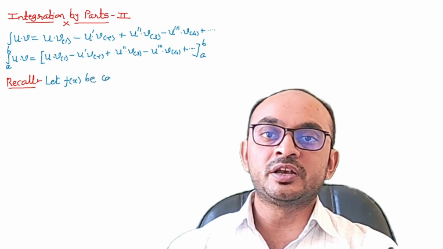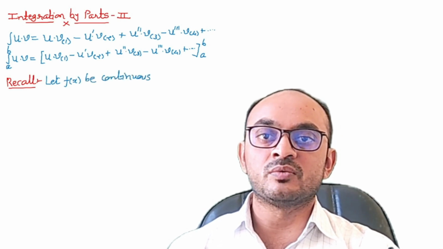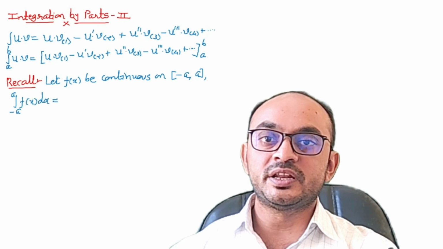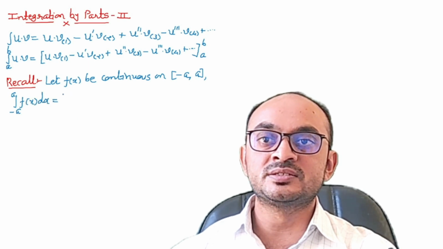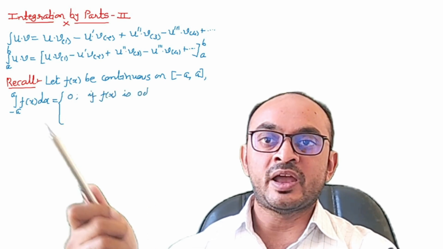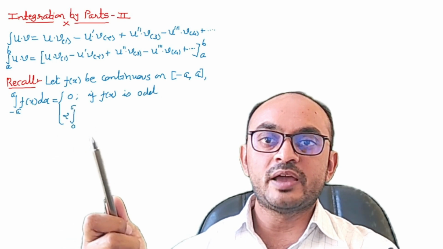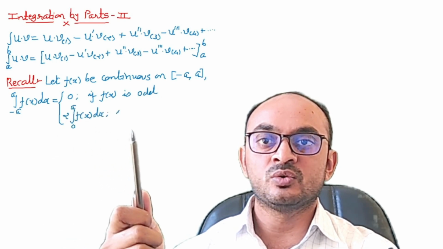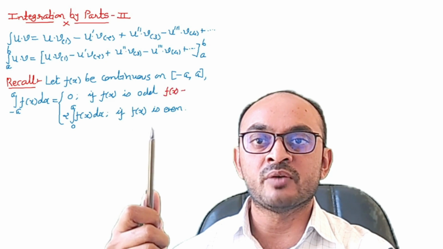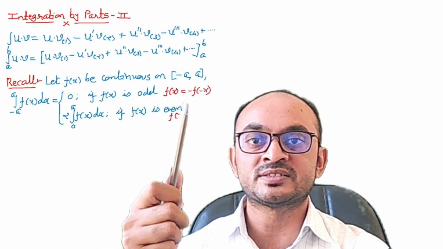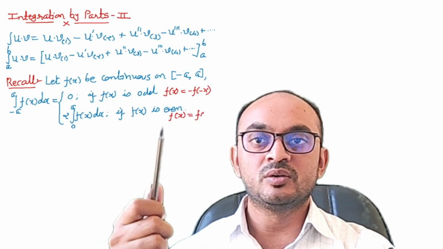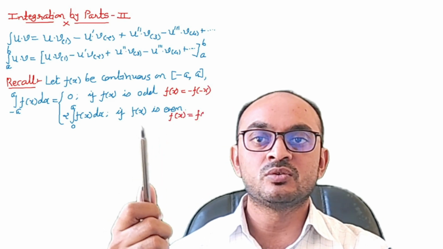If we are given a continuous function f of x on the closed interval minus a to a, then we can say the integration from minus a to a of f of x dx is 0 when f of x is odd, and that is equal to 2 times the integration from 0 to a of f of x dx when f of x is even. What do we mean by an odd function? f of x is equal to minus f of minus x, and even means f of x is equal to f of minus x. If you want to discuss more properties about evenness and oddness, watch this video.